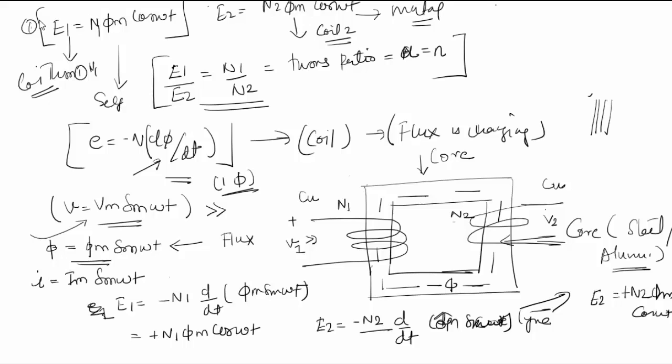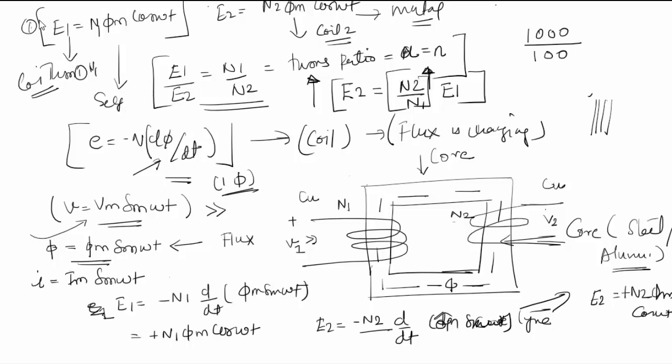So my E2 will be equal to N2 by N1 into E1. If I want a step up, that is, to increase my voltage, then I will need more turns at my secondary. Suppose my secondary turns are 1000 and my primary turns are 100, then I can step up the voltage, and my transformation ratio n will become equal to 10.